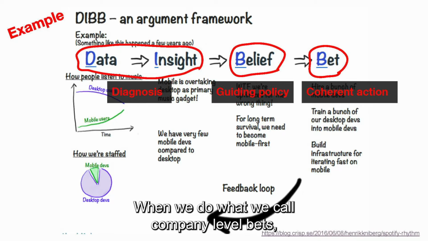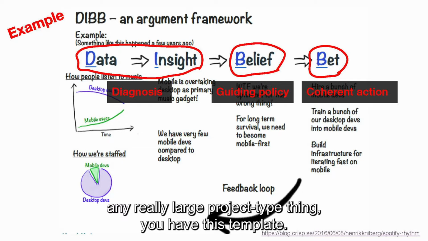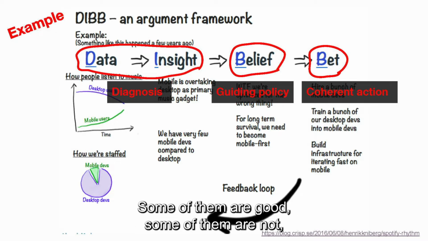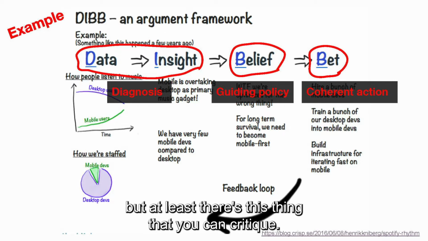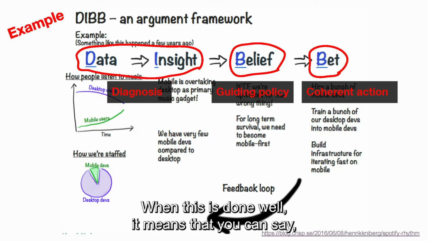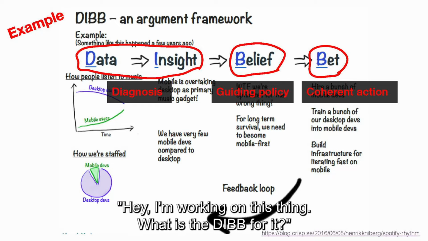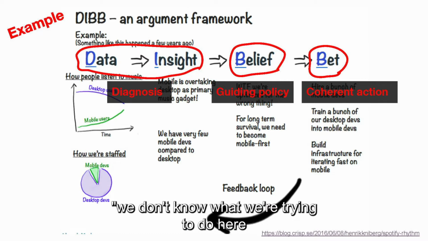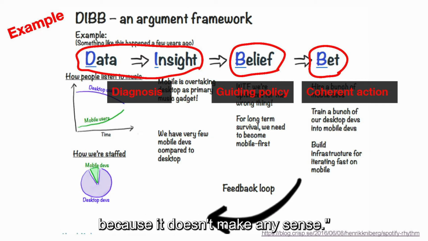When we do what we call company level bets, any really large project, you have this kind of template. Someone will fill this out. Some of them are good, some of them are not, but at least there's this thing that you can critique. When this is done well, you can say, hey, I'm working on this thing. What is the DIB for it? You can look at that and say, okay, that's the strategy, I know what we're trying to do here. Or you can complain that we don't know what we're trying to do here because it doesn't make any sense.